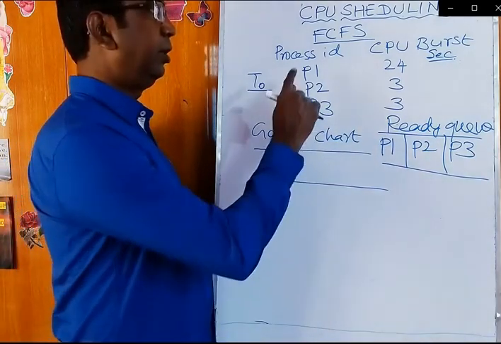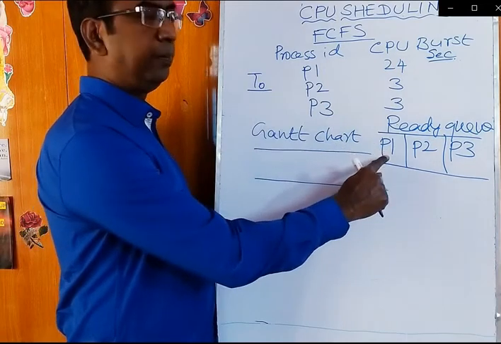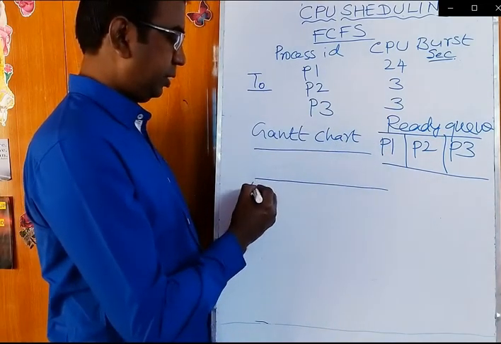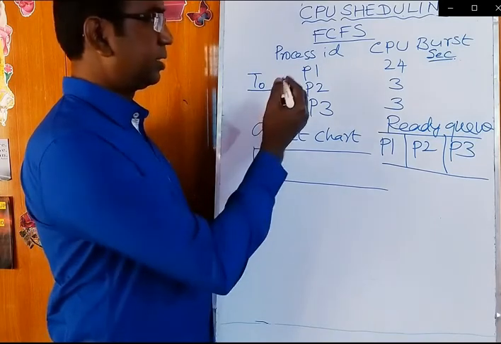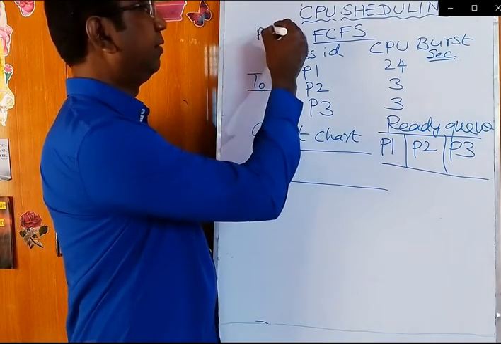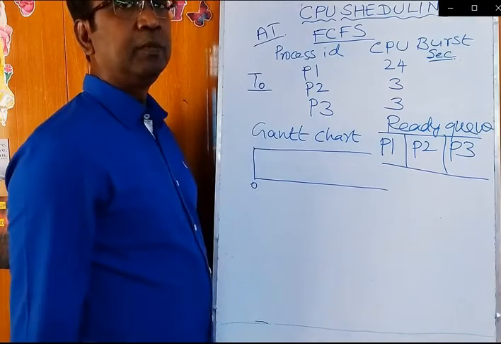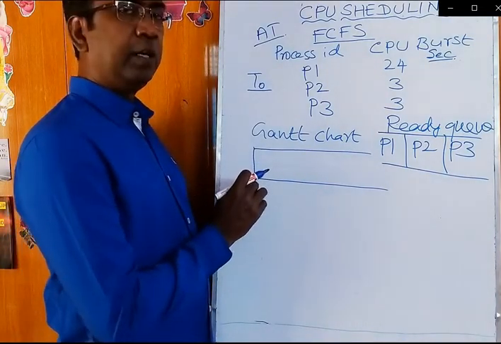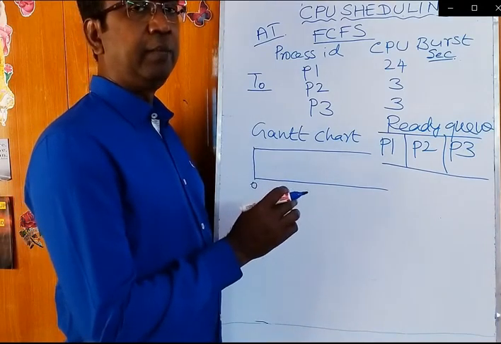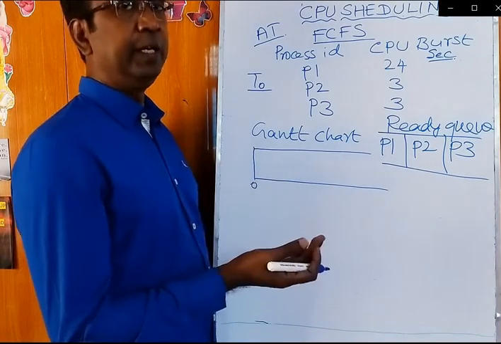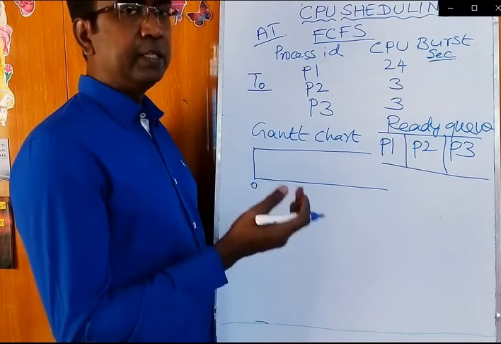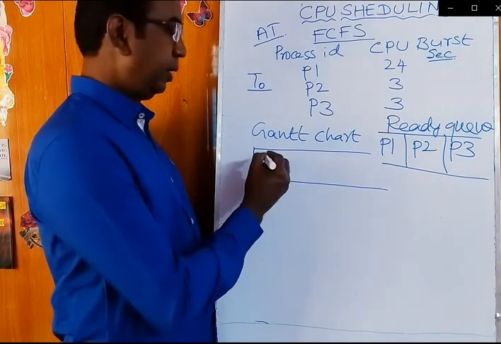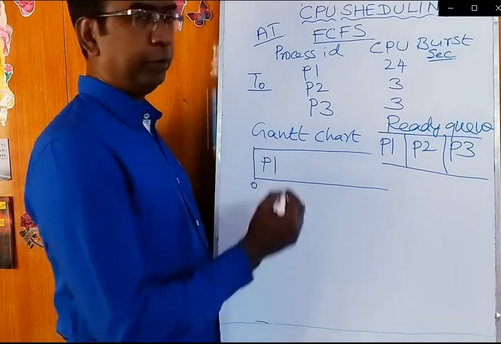According to the first come first serve algorithm, P1 will get the CPU first. So at time 0, because no arrival time is given in this example. Arrival time is not given in this example, so by default, all three processes are available at time 0 in the ready queue. So first P1 will be allocated to the CPU. At time 0, P1 enters the CPU.